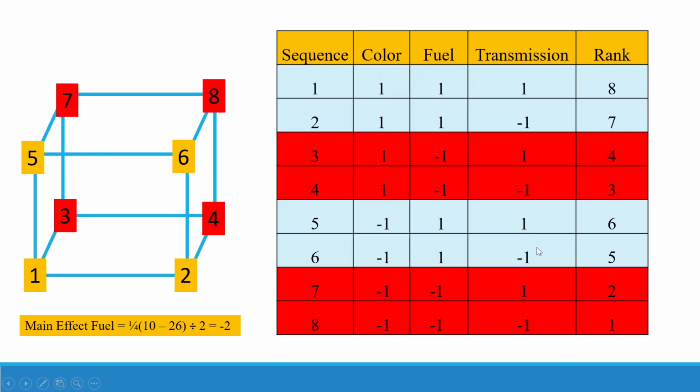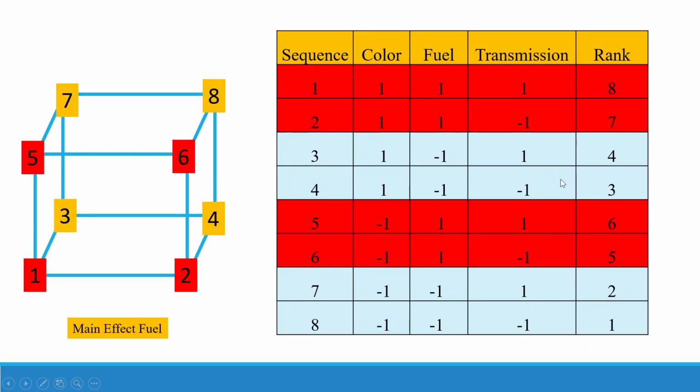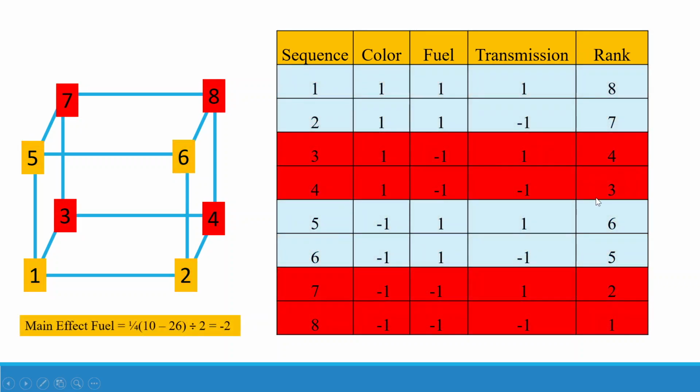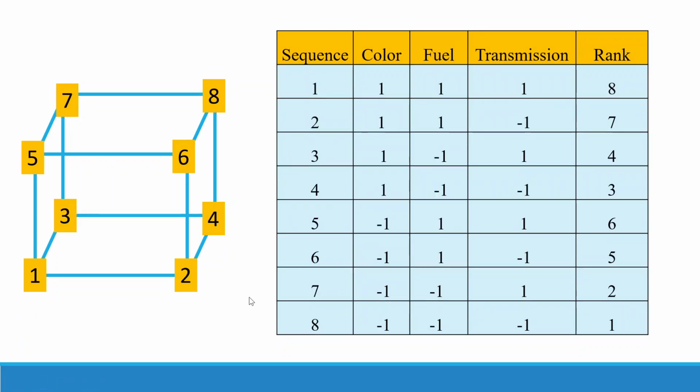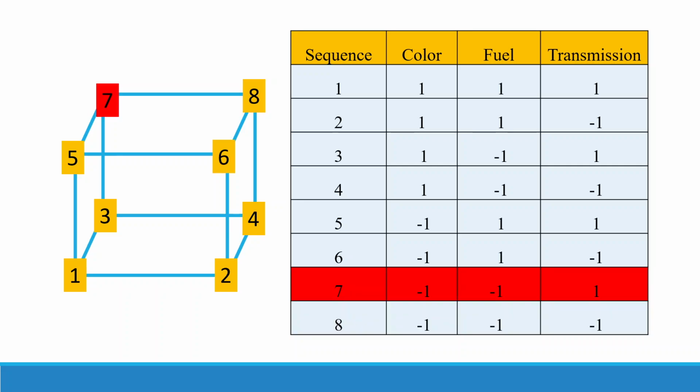So take the addition of 8 plus 7 plus 6 plus 5, and then take the addition of 4 plus 3 plus 2 plus 1. So 1 by 4, 10 minus 26 divided by 2 is minus 2. Okay, let's understand these things again. Why are we doing it this way?